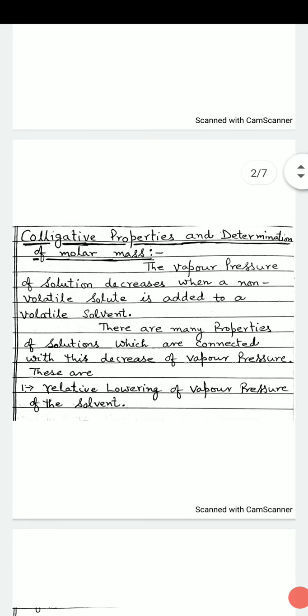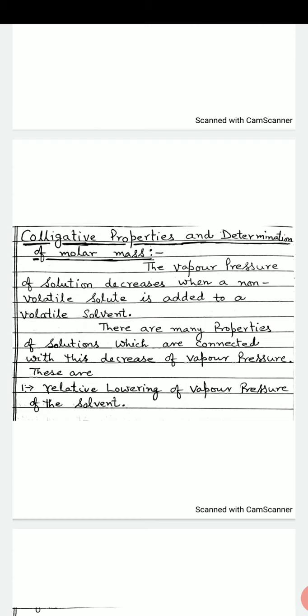Colligative properties and determination of molar mass. The vapor pressure of a solution decreases when a non-volatile solute is added to a volatile solvent. There are many properties of solutions which are connected with this decrease of vapor pressure.